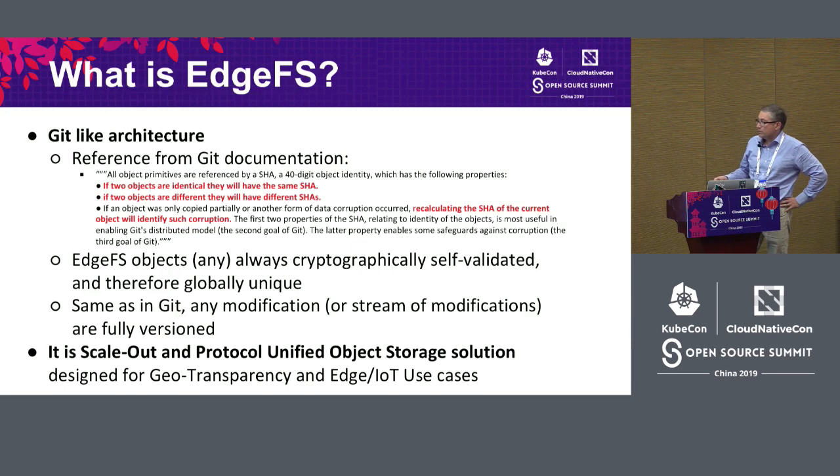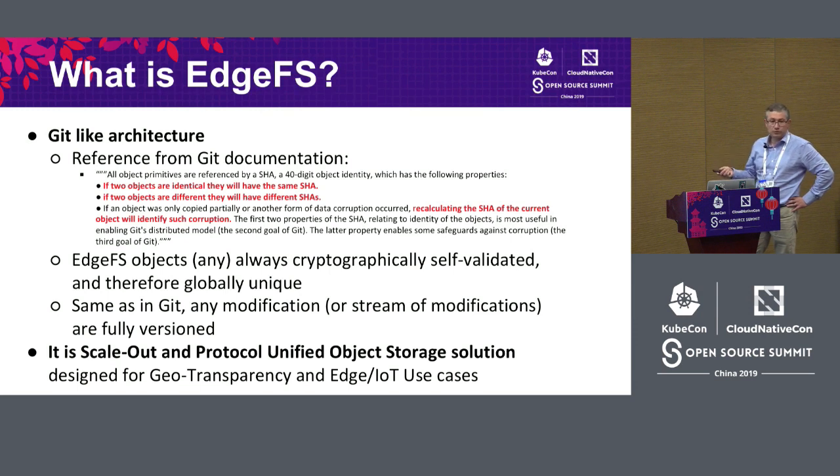EdgeFS objects are always cryptographically self-validated and therefore globally unique. What that means is it doesn't matter where your data or metadata is located, it will always have exactly the same signature. Therefore, I can match this signature and do global verification of that signature. You can think about the benefits of a global cache, for instance, right?